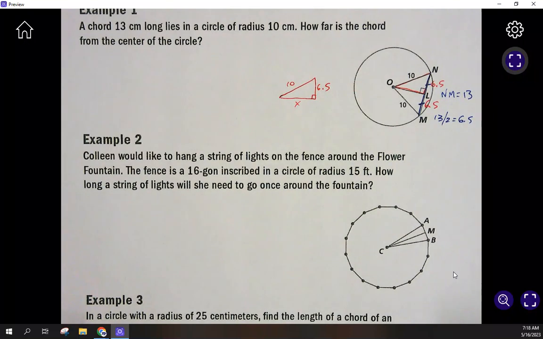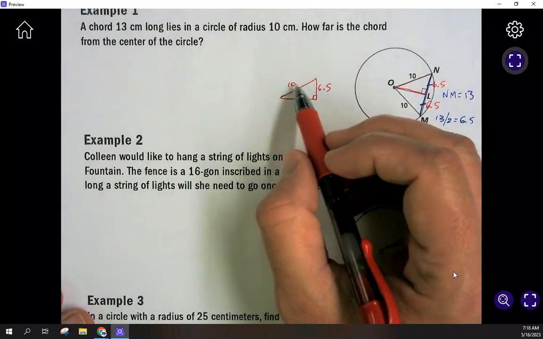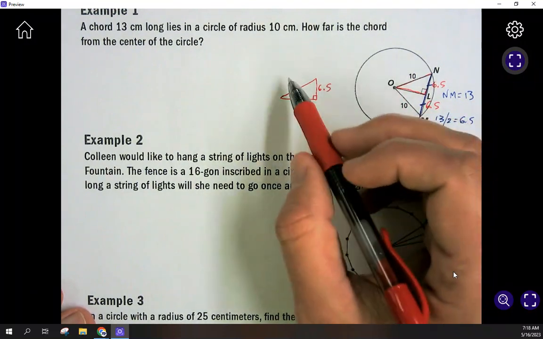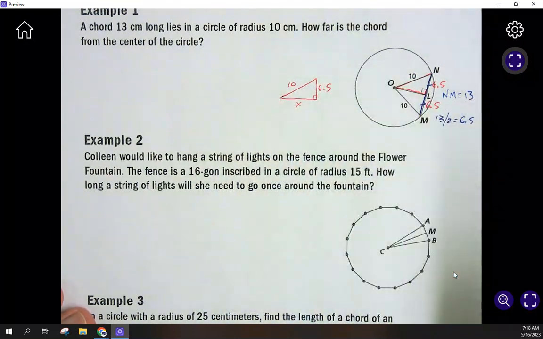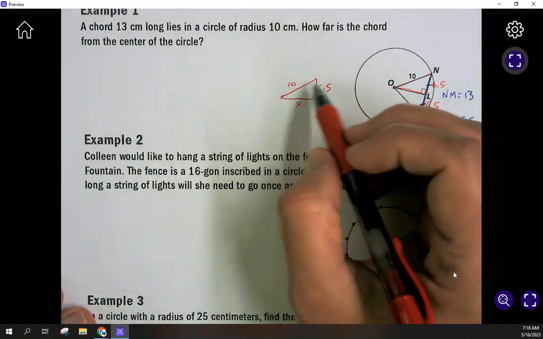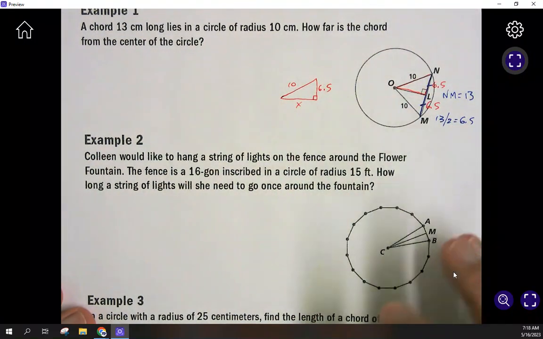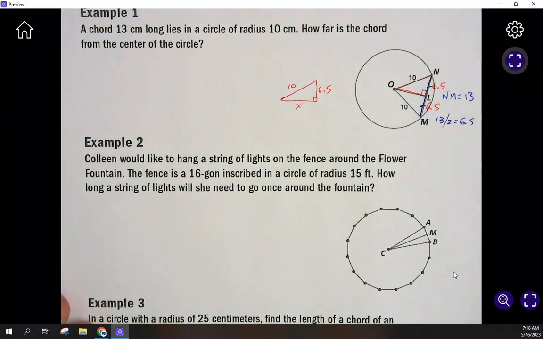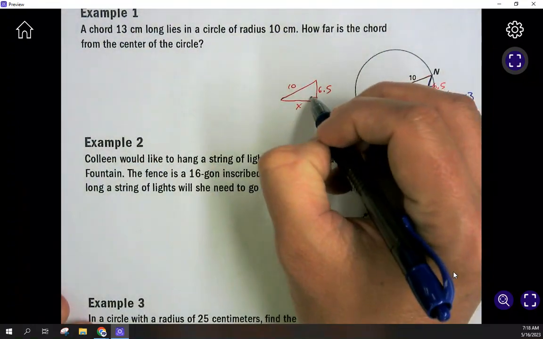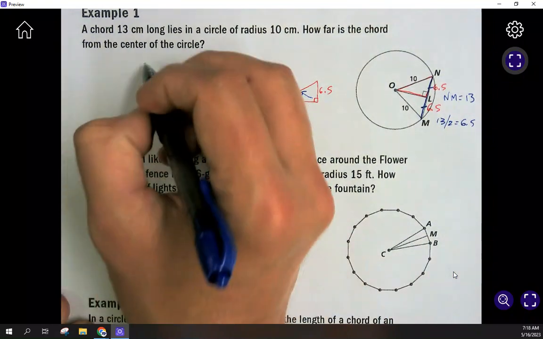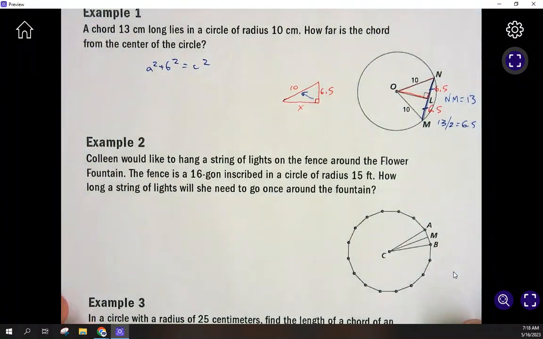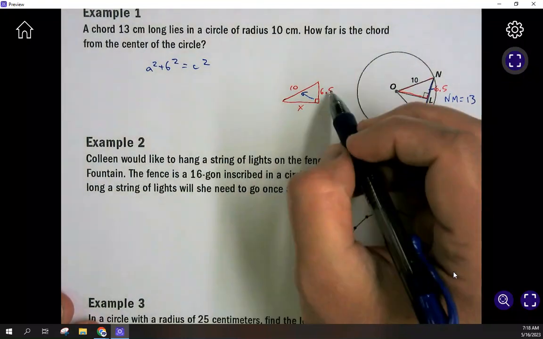We don't appear to have a 30, 60, 90. There's nothing special in the relationship from 6.5 to 10. I don't see a 3, 4, 5 or 5, 12, 13. But what I do see is just two sides, and we always kind of forget about the most simple way to find the third side of a triangle, which is the Pythagorean theorem. Okay, so if I have two sides, one of them being the hypotenuse here, I can set up a squared plus b squared equals c squared. That always works. It's so simple we forget about it sometimes.